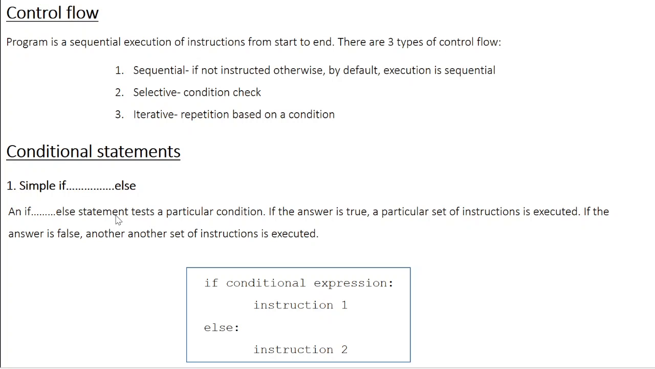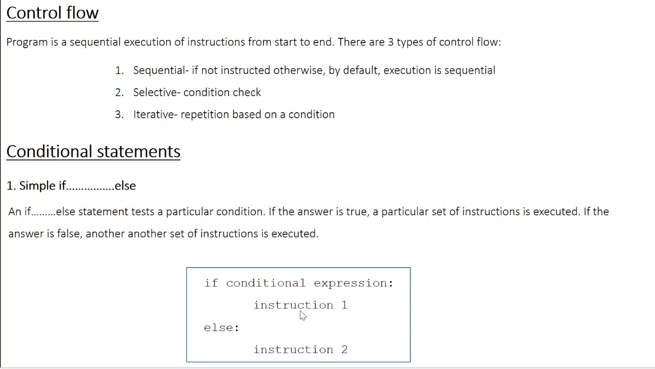An if-else statement tests a particular condition. If the answer is true, a certain set of instructions is executed. If the answer is false, another set of instructions is executed. So this is the general syntax for a simple if-else block. So: if conditional expression, then there is a colon. Here a particular condition is checked. Usually the conditional expression is written using relational or logical operators.